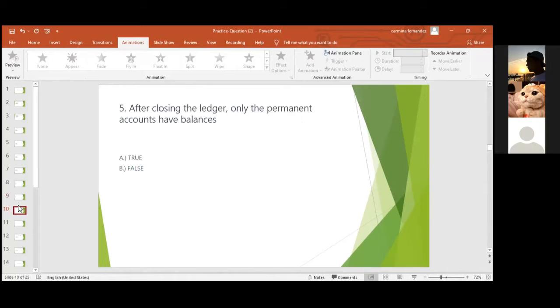After closing the ledger, only permanent accounts have balances. So ang sagot dyan is true. True kasi gaya nga ng sinabi ko kanina, yung mga temporary account lang yung mga kino-close natin. Next.